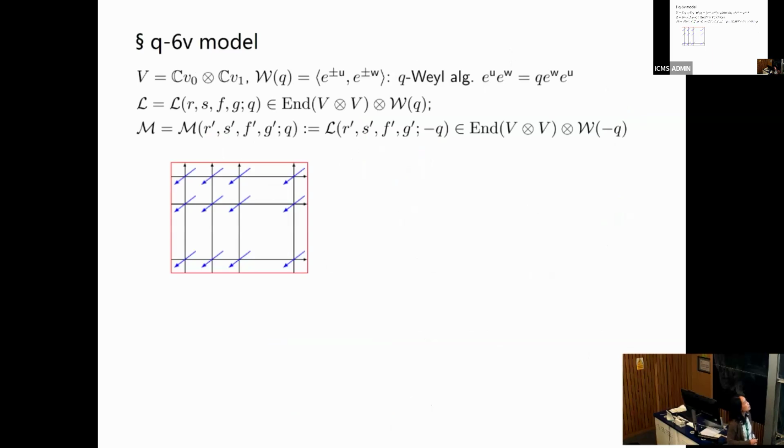Let's recall the quantized six-vertex model again. We have a vector space and a q-Weyl algebra satisfying this q-commuting relation. We have two operators, L and M. L is already defined, and for M, we use another set of parameters with this prime. For the q-Weyl algebra part, we use W with minus q. It is obtained from this definition by replacing q with minus q, for a technical reason.